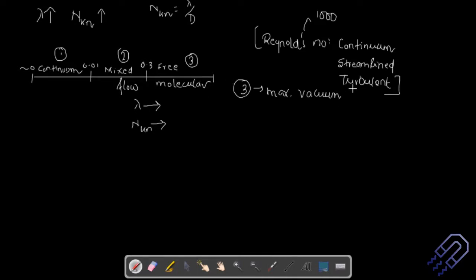Just as here, if the Reynolds number becomes very high, it becomes a turbulent flow. Turbulent flow means you are not going to really have uniformity in the flow of the liquid. Similarly here also you can have more and more vacuum. So next what we have is the unit of pressure, and this is something which you already know.